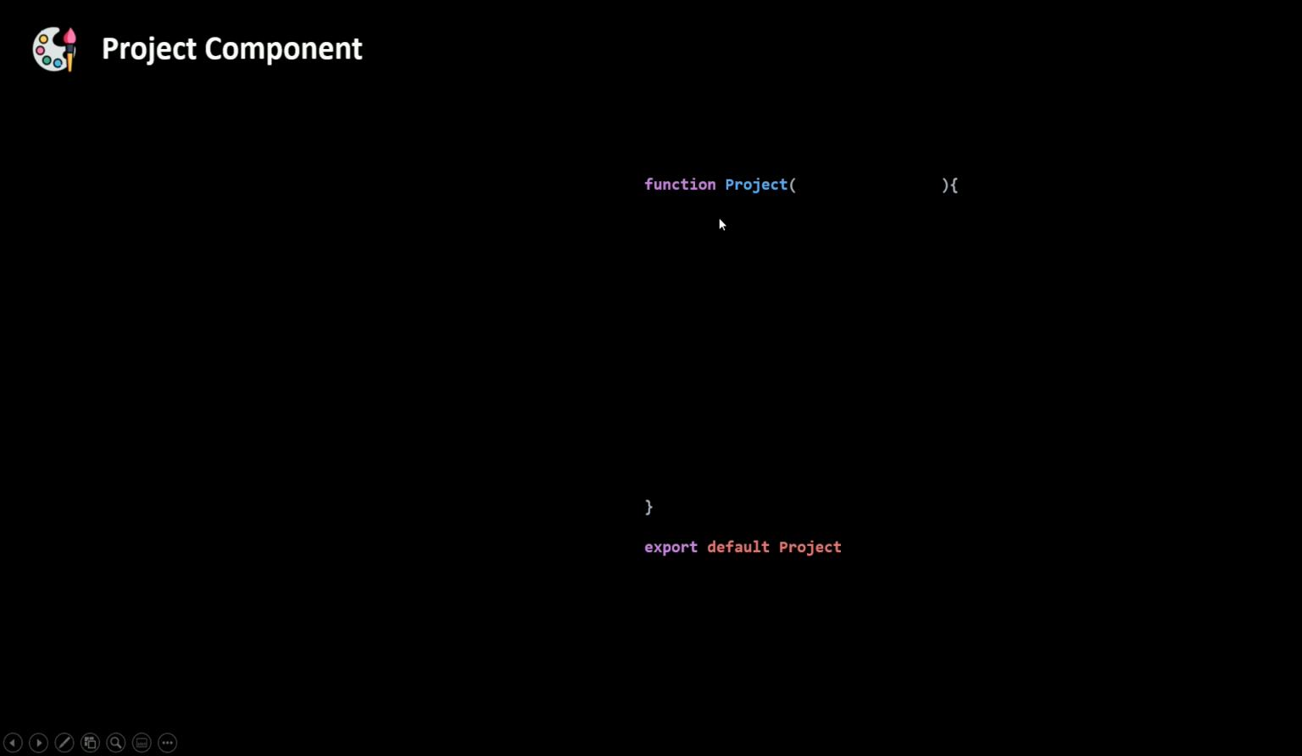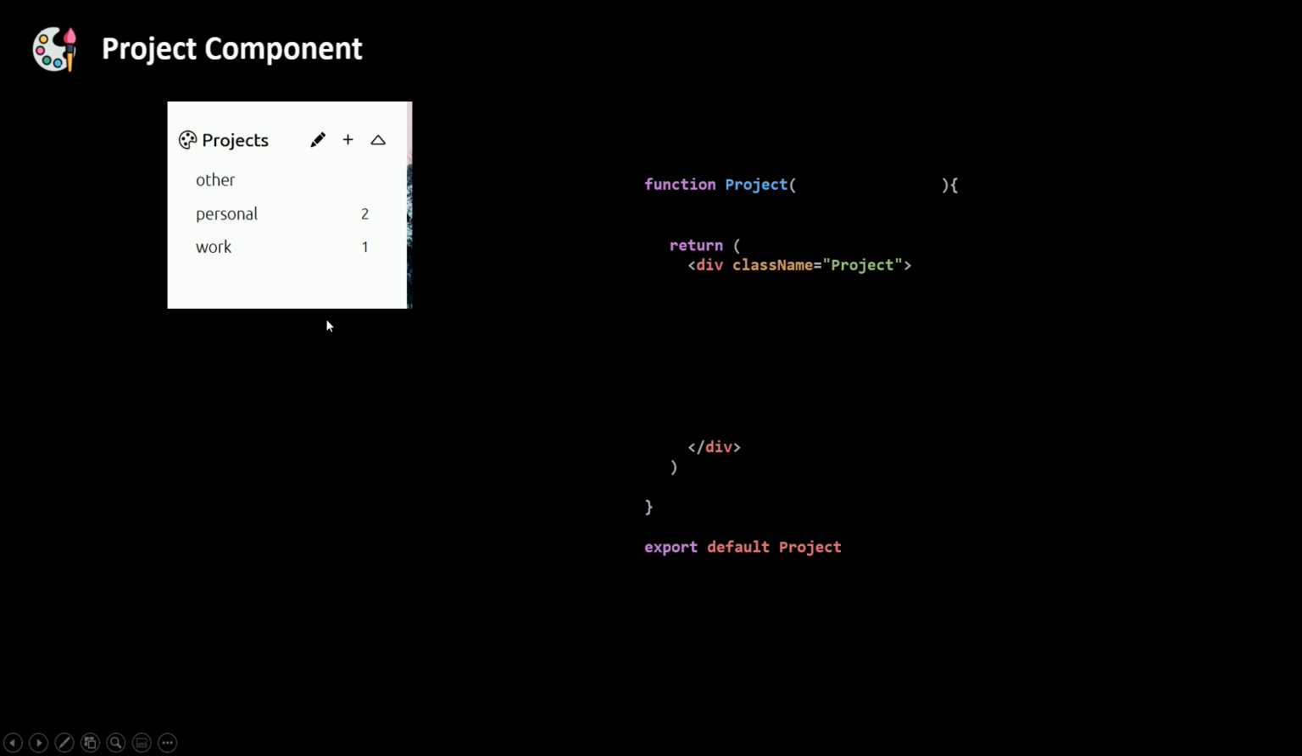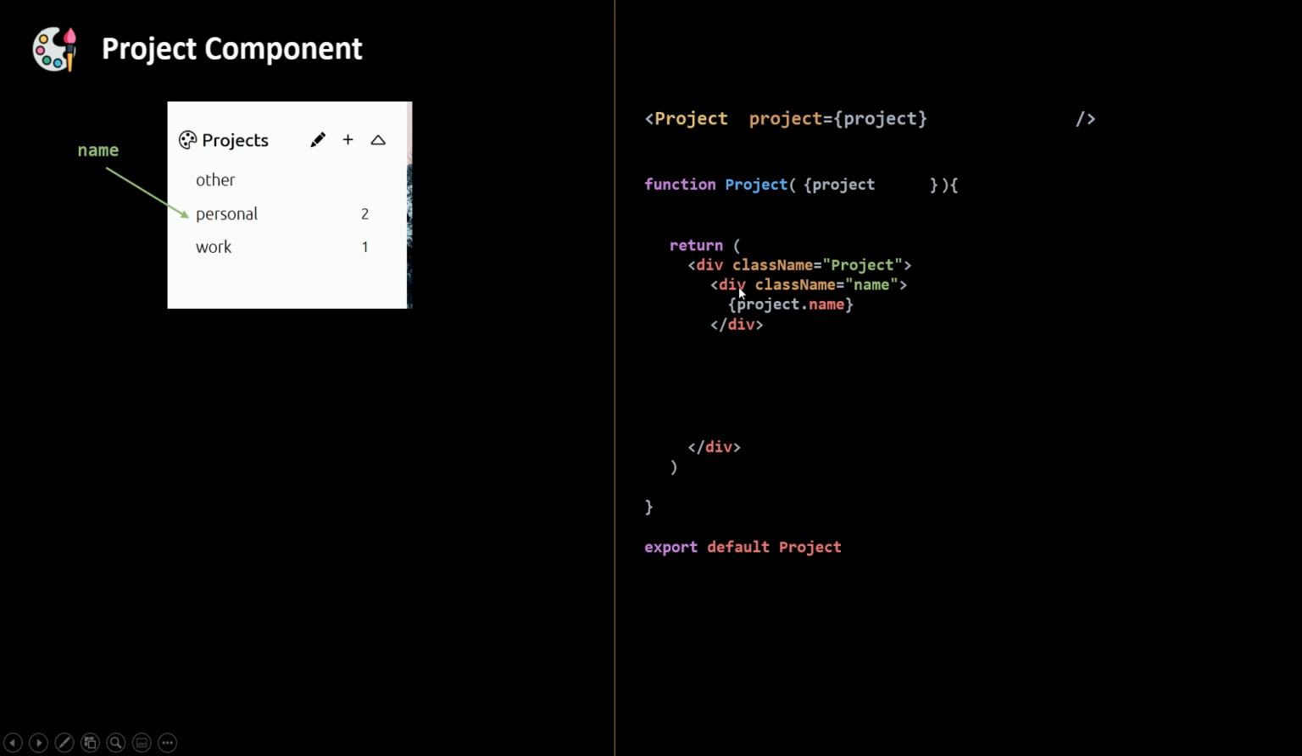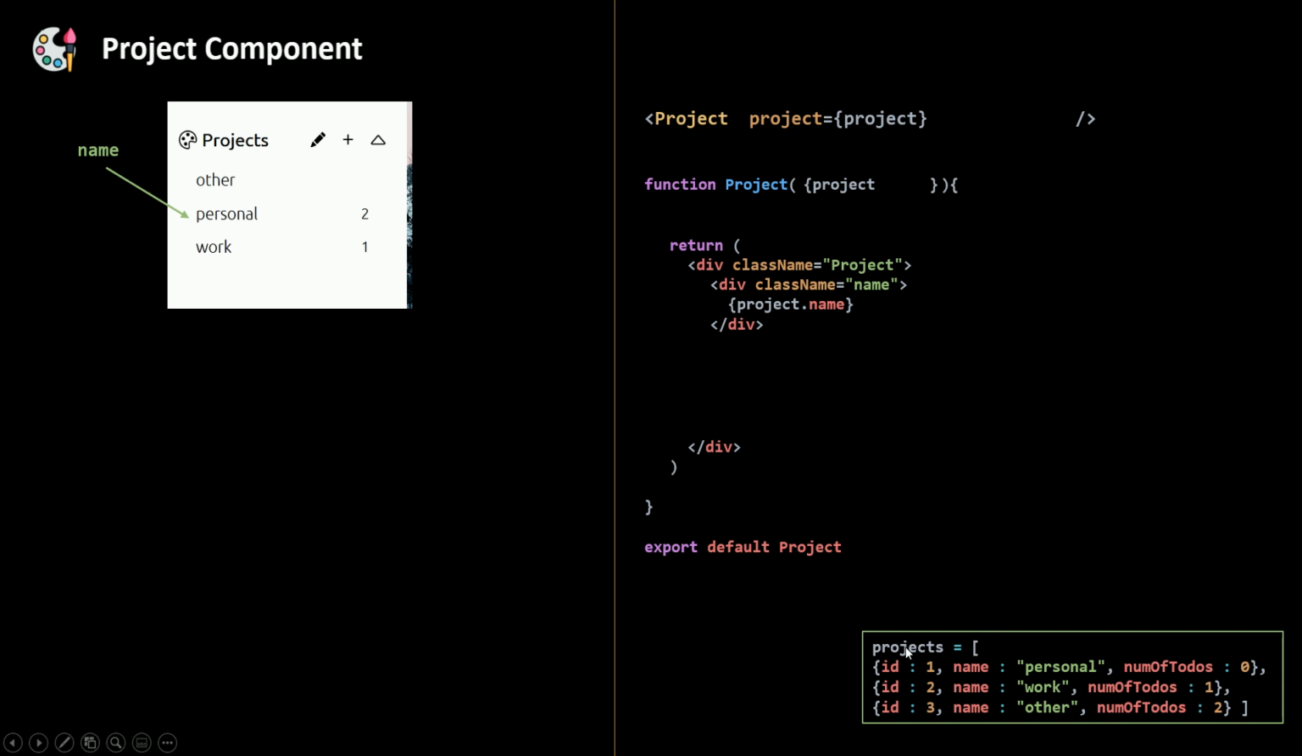Now let's go and talk about our project component. So we're gonna need a function called project, and then here we're gonna return some JSX. We are going to wrap everything inside a div with the class name project. The first thing is the name of the project. So here our project component receives the project as props. Then I'm gonna destructure my props object to get just the project, and then inside I'm gonna use a div with the class name and then a project.name. So if you remember, our project is an object where the property name is the name of our project.